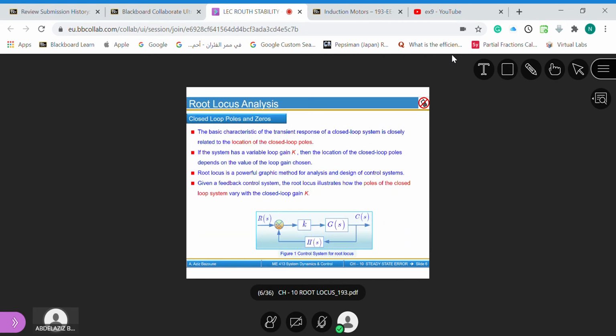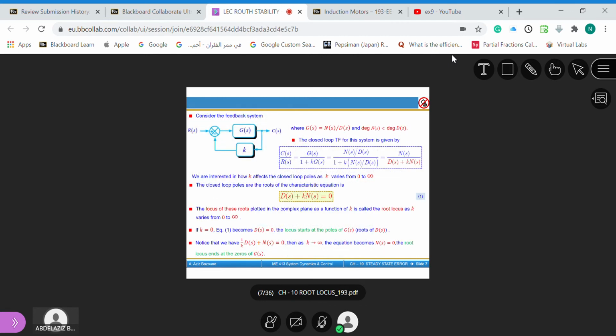So here the closed loop poles and zeros, it's well known. Usually we can write it in this form: feedback, G of S over K of S. And then G of S can be written as numerator over denominator, where the degree of the numerator is less than the degree of the denominator. So the closed loop system, C of S over R of S, we can write it like this.